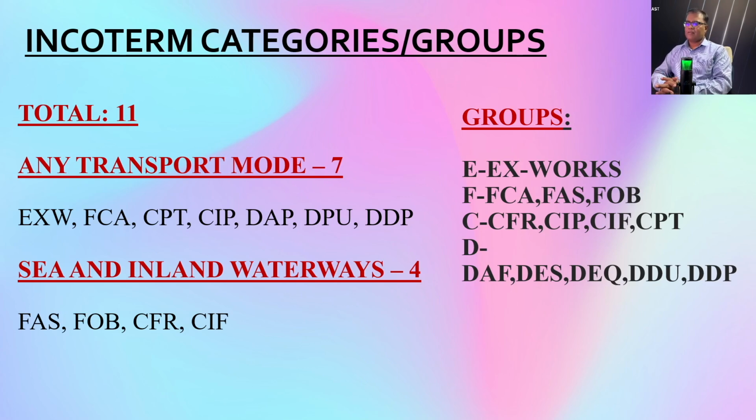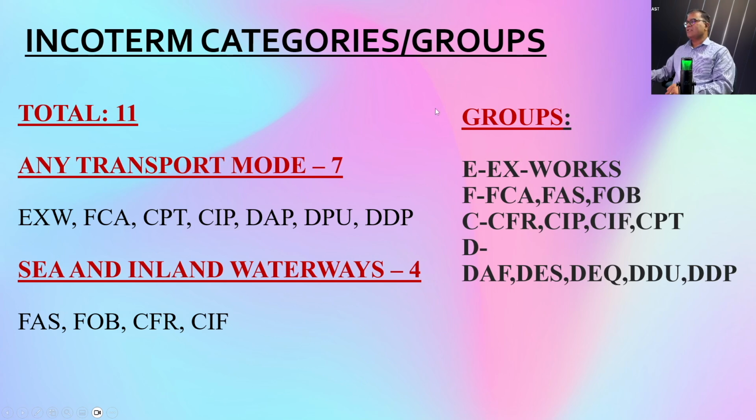Now you see there are different categories or groups of the Incoterms. In total there are 11 Incoterms, 7 and 4, in two groups. 7 are related to any transport mode, and 4 are related to sea and inland waterways. For any transport mode, the Incoterms we can use are: EXW, FCA, CPT, CIP, DAP, DPU, and DDP. And for sea and inland waterways, you can use FAS, FOB, CFR, and CIF.